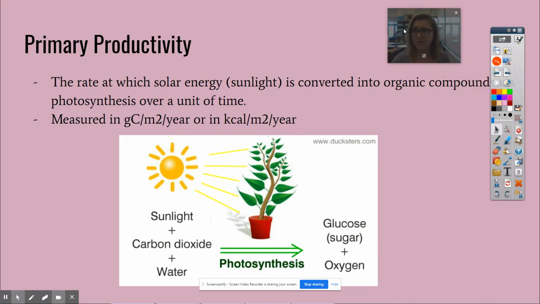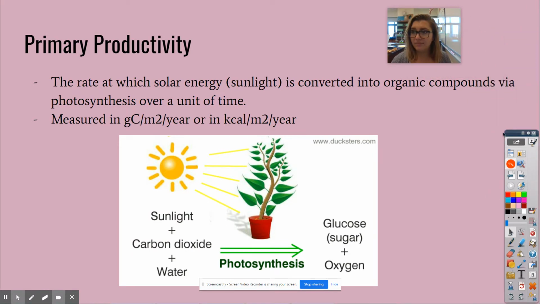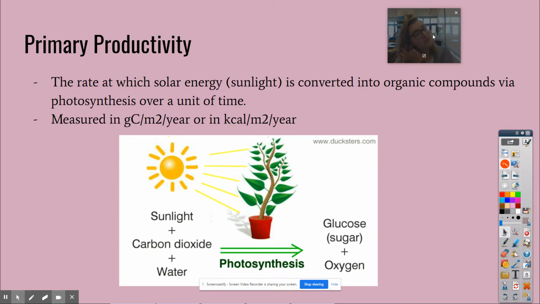All right, so primary productivity is basically the rate at which solar energy gets converted into organic compounds through photosynthesis over a unit of time. So it's measured in grams carbon. You can think about that as how much carbon they're storing in grams.